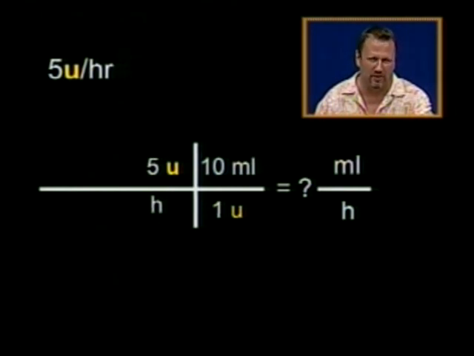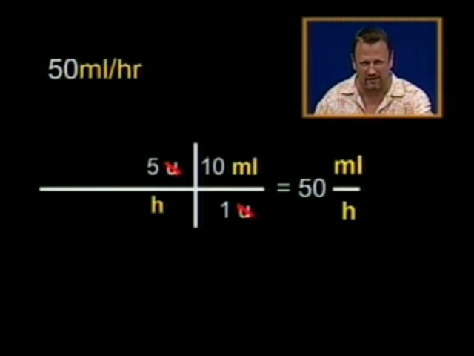The question was how many mils per hour, and by laying the figures out like this, the units are in the correct place. So now my units cancel, and I'm left with milliliters per hour. 5 times 10 is 50, so the answer to this is 50 milliliters per hour.